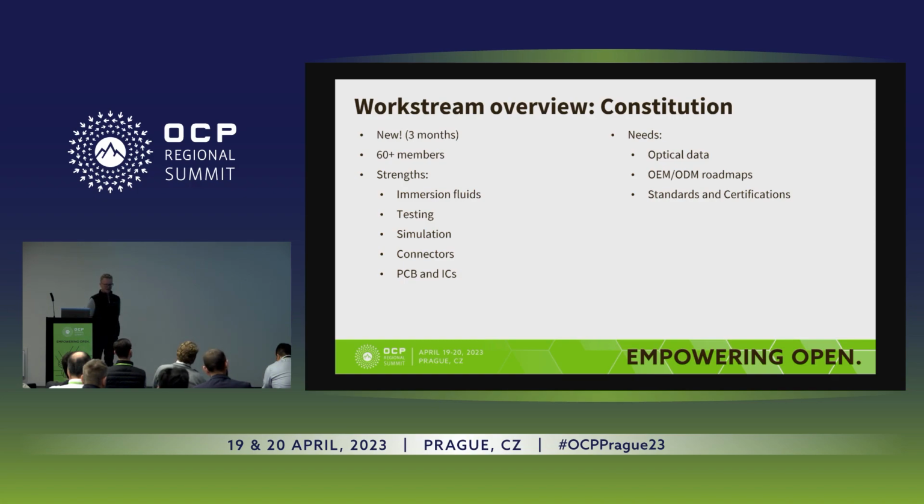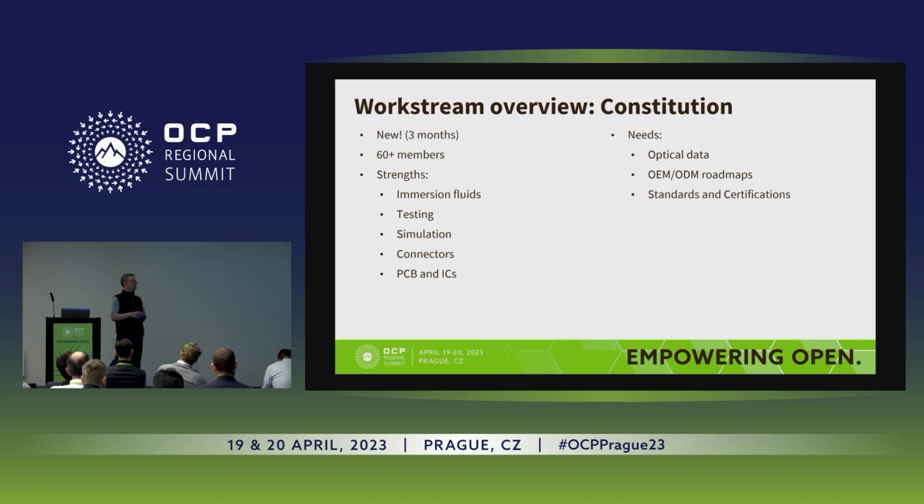So here we go. The work stream is new. It's 3 months young. We have 60 plus members already, which is fantastic, a great response from the community. We have strengths in a number of areas that are listed, which reflects really the community within OCP. What we're looking for, though, and this is maybe a call out to any particular expertise that we have in the room, or people that you know in your networks, and of course you can introduce them, why not?